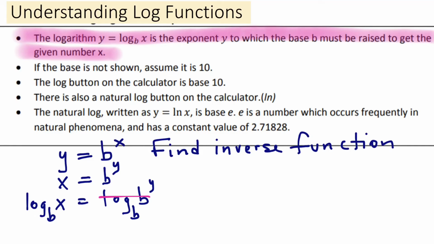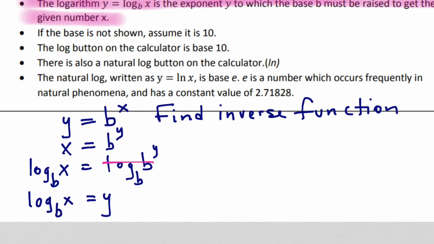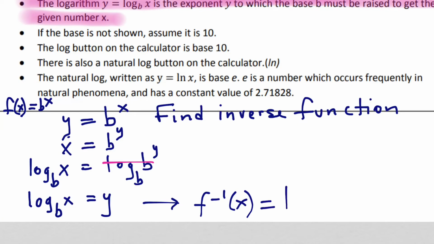All right, so that undoes everything and leaves me there with a y, which is what I want. So now I've got log to the base b of x is equal to y. If I wanted to use my f of x notation, I could have started out by saying f of x is equal to b to the x. Then here's my y step. Now by the time I get down to having solved for y right here, I can now call that f inverse of x is equal to log to the base b of x.